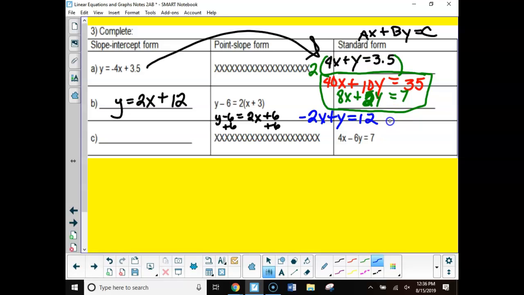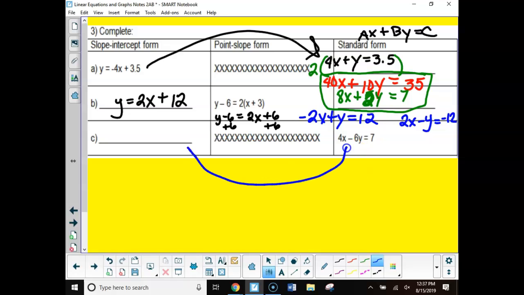Is that standard form? Why? Some silly mythical mathematician made a rule that says a has to be greater than or equal to 0, so we need to change all the signs or multiply or divide by a negative 1. Okay? So it'll become a 2x, but it's changing the signs on everything, so it's minus y equals negative 12, and I can barely fit that in there. That's proper standard form. Question? Everybody good with that? All right.